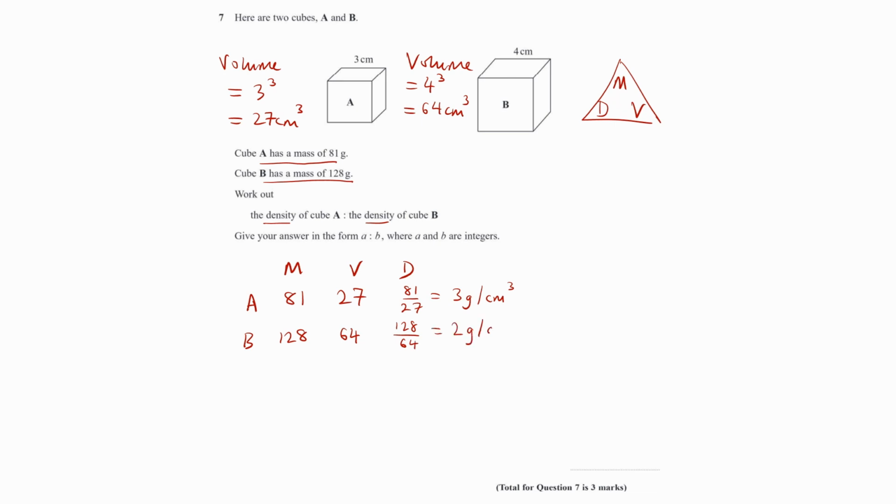grams per centimetre cubed. Now we want to work out the density of cube A to the density of cube B, giving my answer in the form A to B, where A and B are integers. So it's very important we don't use these fractions, we use the integer values. So density of A to density of B, so A to B is 3 to 2.